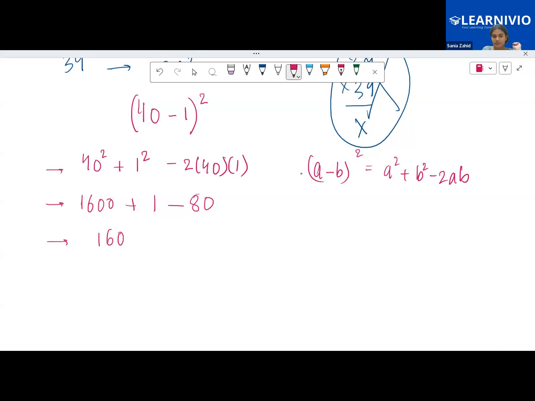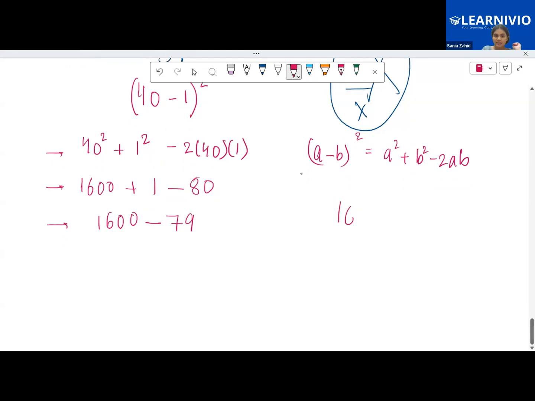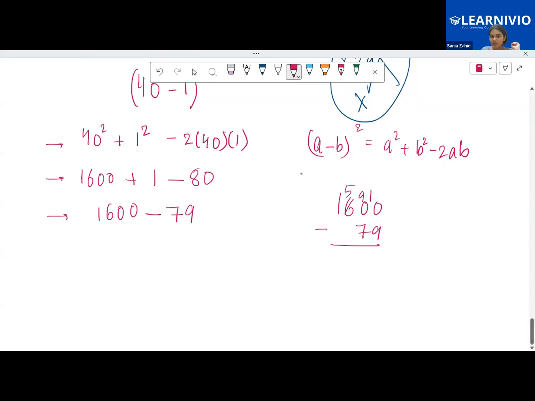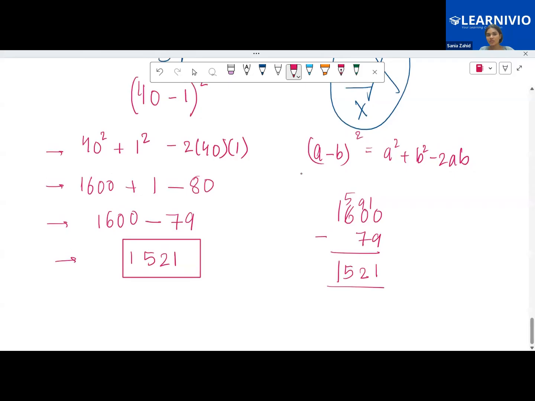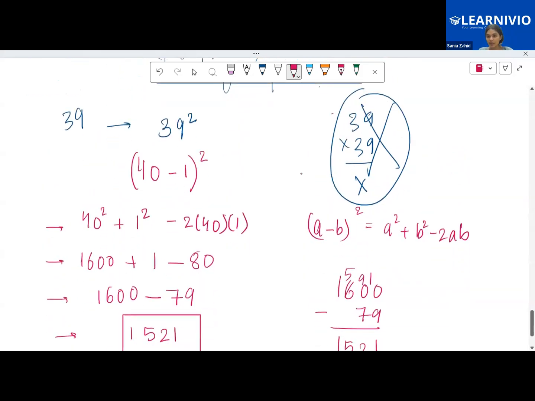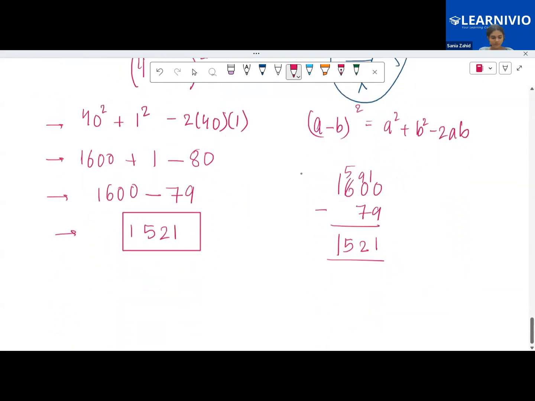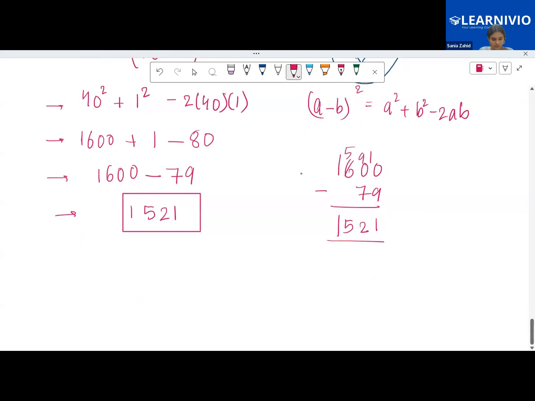1600 plus 1 is 1601, and minus 80. What does it become? Minus 79. And now you can subtract 1600 minus 79. Right? What does it become? 1521. So what is your answer? 1521 is the square of 39. Alright, see, I did not multiply and I also got my answer. So this is one way.